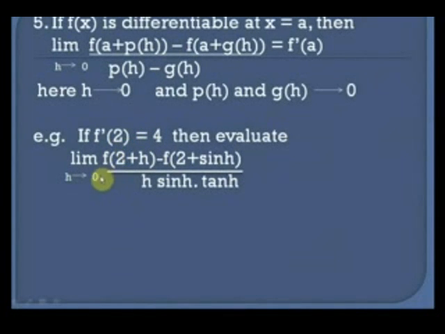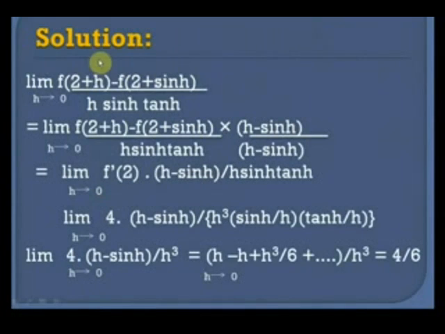And we have to evaluate the limit of [f of 2 plus h minus f of 2 plus sin h] whole divided by h sin h into tan h when h tends to 0. So let's see how to solve this problem. We have to evaluate limit of [f of 2 plus h minus f of 2 plus sin h] whole divided by h sin h tan h, where h tends to 0.